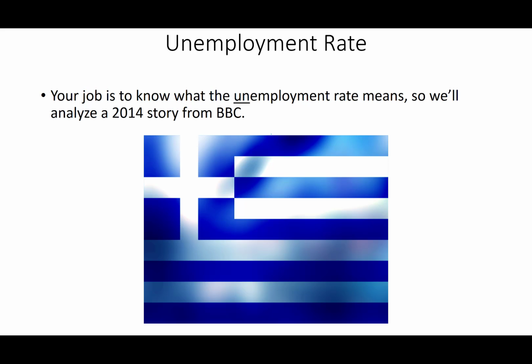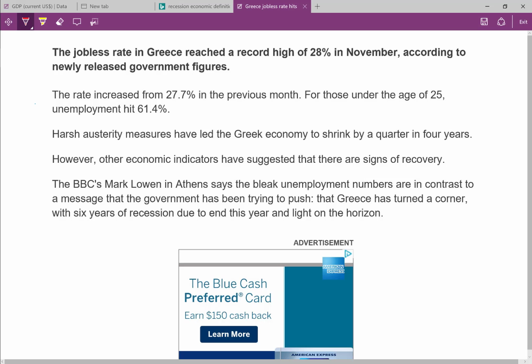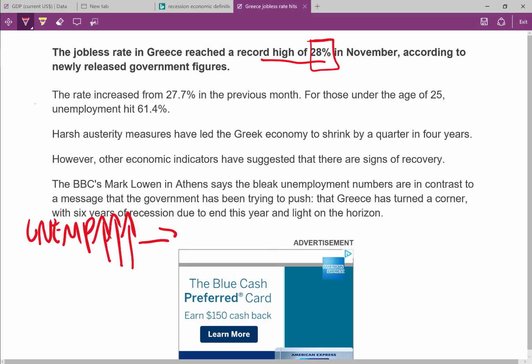So we'll analyze a 2014 story from BBC. So here we read, the jobless rate in Greece reached a record high of 28% in November, according to newly released government figures. So unemployment reached an all-time high. Remember, that means people lose their jobs. And when people lose their jobs, they cut back on consumption. When consumption cuts back and people are spending less, then businesses decrease investments as they cut back production. This will ultimately lead to a decrease in GDP.